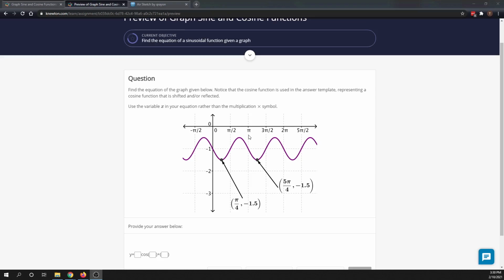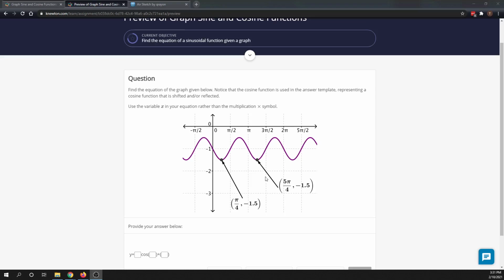All right, and so you can see in the answer, there's three answer blanks: y equals blank, cosine of blank plus blank. And so what we'll need to do is to go through and pick out some of the features of the graph and then figure out what the numbers are going to be in these answer blanks. All right, so to do that, we are going to find the period, phase shift, amplitude, vertical shift or midline of this graph right here. Okay, so the first thing that we're going to do is look at the period.